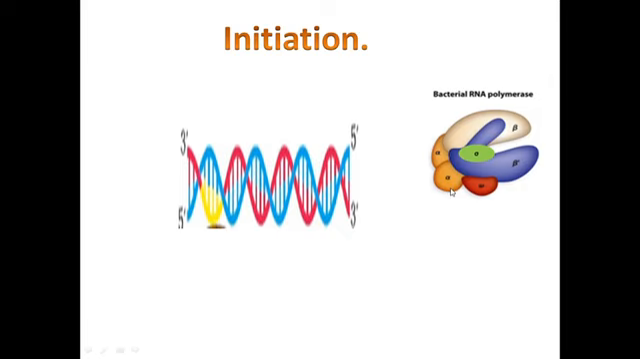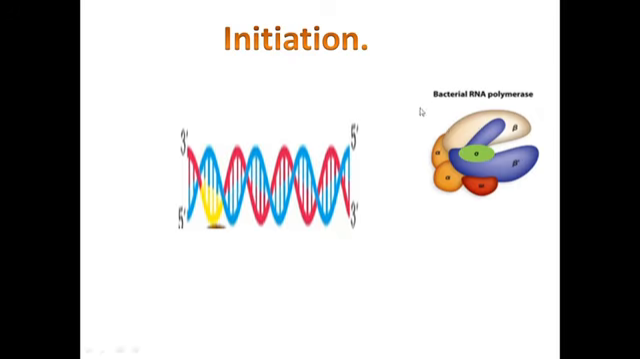There are alpha subunits, beta, beta dash, and omega, and then we have sigma. This sigma keeps on associating and dissociating with the RNA polymerase depending upon the requirement, and is mainly required for promoter recognition. And this enzyme, excluding the sigma subunit, is called the core enzyme and is required for actual polymerization, for actual catalysis.